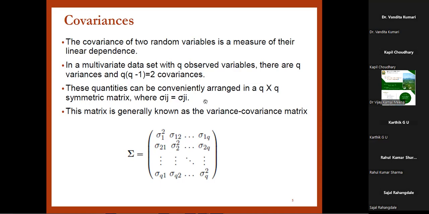So these quantities are arranged in a q by q symmetric matrix, and the variance covariance matrix is denoted by sigma. The diagonal of this variance covariance matrix is the variances, and the off-diagonal values, those except the diagonal, are the covariances, and these are mirror images. That means sigma 12 equals sigma 21. Similarly, sigma 1q equals sigma q1, and the diagonal values, sigma 1 square, sigma 2 square, are the variances.